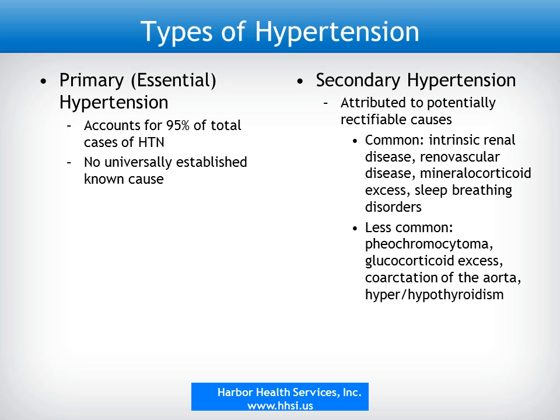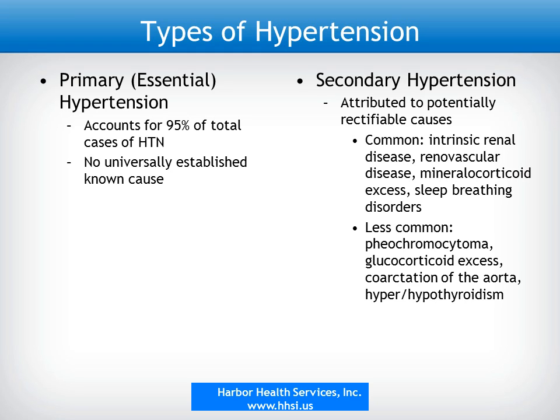So intrinsic renal disease, such as nephrotic syndrome or something like that, renovascular disease. So renal artery stenosis is one of those things that can cause this. Mineralocorticoid excess, which is things like aldosterone, and that's where some of the medications come in. Sleep breathing disorders, like sleep apnea, can cause secondary hypertension.